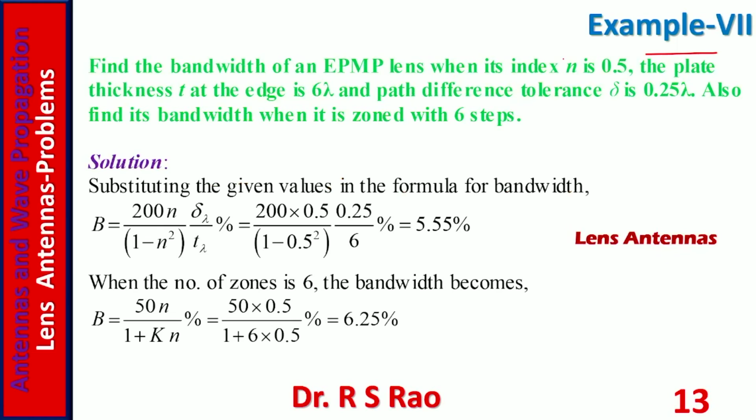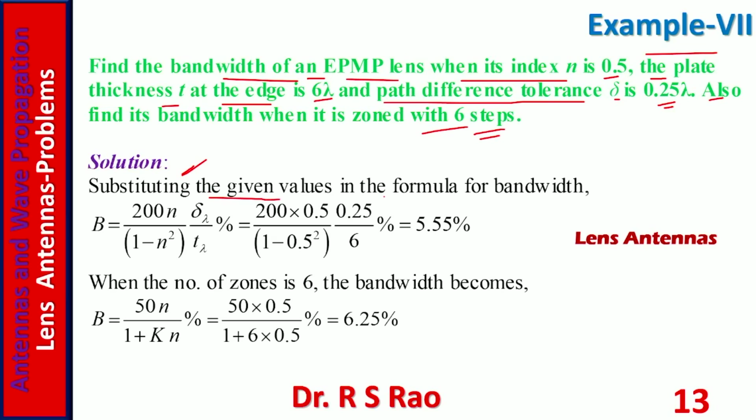Another problem, example 7. Find the bandwidth of an EPMP lens when its index N is 0.5. The plate thickness T at the edge is 6 lambda and path difference tolerance delta is 0.25 lambda. Certain data is given and we are asked to find bandwidth, and bandwidth when it is zoned with 6 steps. So bandwidth before zoning, bandwidth after zoning. This problem is essentially about bandwidth of EPMP lens.